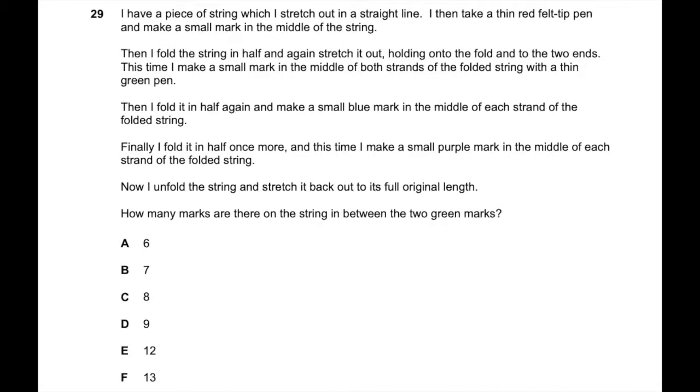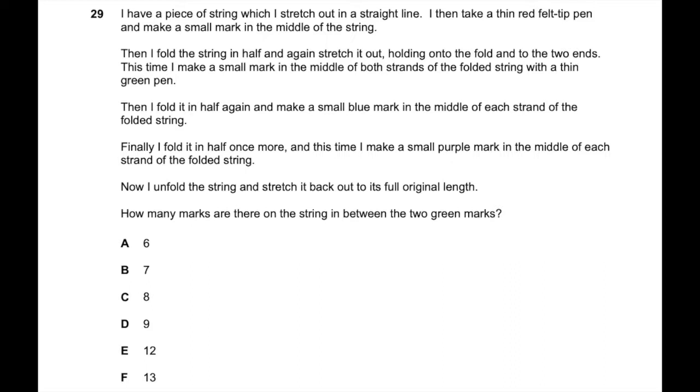Question 29. I have a piece of string which I stretch out in a straight line. I then take a thin red felt tip pen and make a small mark in the middle of the string. Then I fold the string in half and again stretch it out, holding onto the fold and to the two ends. This time I make a small mark in the middle of both strands of the folded string with a thin green pen. Then I fold it in half again and make a small blue mark in the middle of each strand of the folded string. Finally I fold it in half once more, and this time I make a small purple mark in the middle of each strand of the folded string. Now I unfold the string and stretch it back out to its full original length. How many marks are there on the string in between the two green marks?